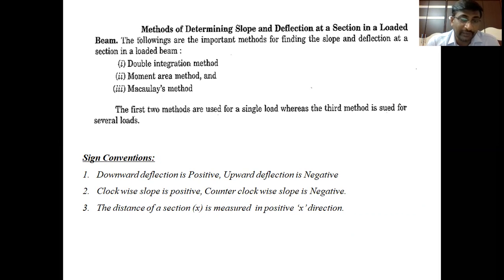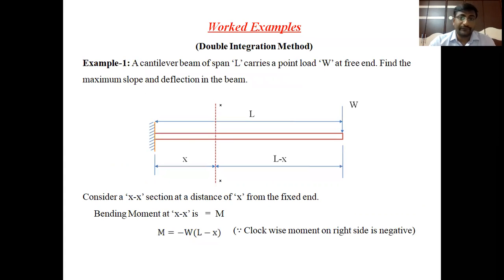Sign conventions, as I already mentioned: downward deflection is positive, upward deflection is negative, clockwise slope is positive, anticlockwise slope is negative, and the distance of section x is measured from the left end only, in the positive x direction. So this is the first worked example. Concentrate on this example. It is easy to find the slope and deflection. How do we find the slope and deflection in the double integration method? For the first few problems, we will solve using the double integration method. After that, we go for Macaulay's method.